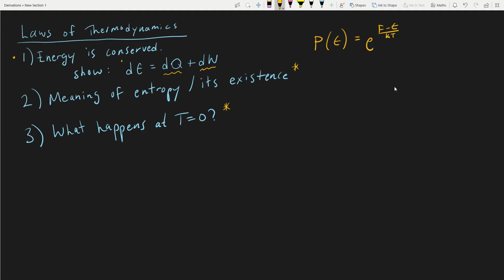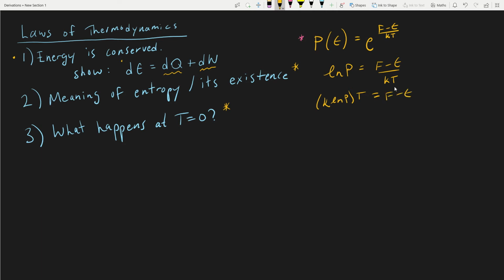Okay, so let's start with the first law, the law of conservation of energy. What we're going to do is start with this probability function that we've derived. And in this video, we're going to find out what this thing is all about and get more of an intuition for what it's for. So first, let's take the natural logarithm of both sides. Rules of logarithms and exponents: take the logarithm, the exponent comes down. Get (F minus epsilon) over kT. Bring the kT up, and I'm going to write this as k ln P times T equals F minus epsilon.